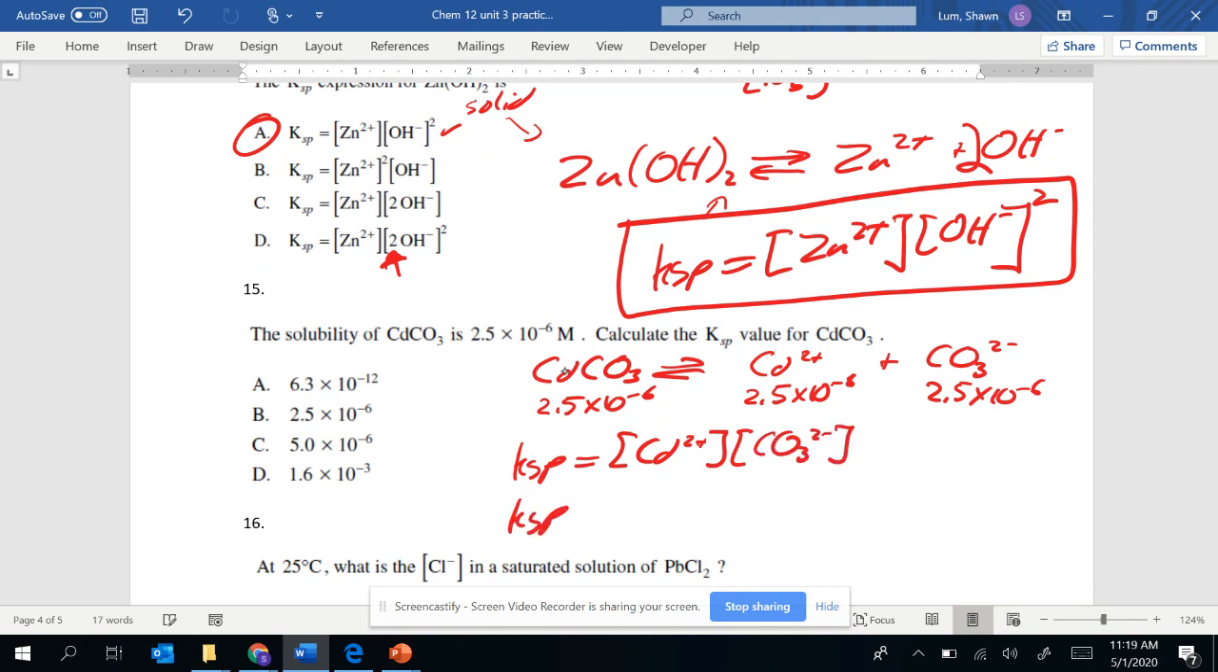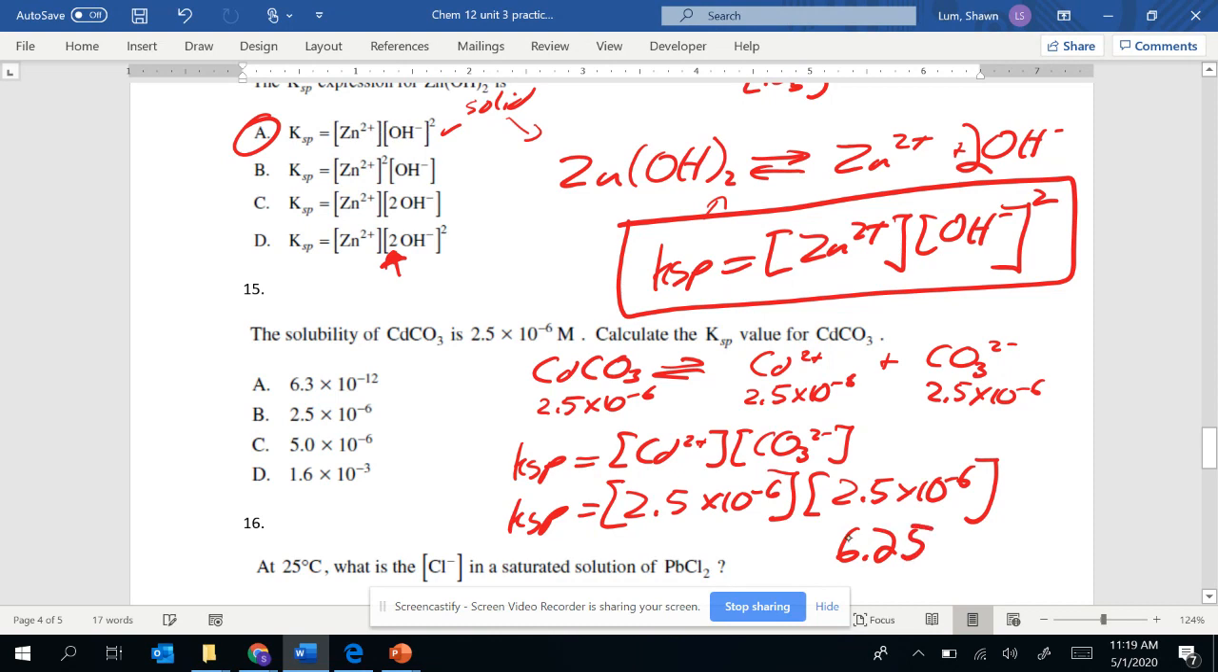And so we can just plug in these numbers and go 2.5 times 10 to the minus 6 times 2.5 times 10 to the minus 6. Get my calculator out. I can already kind of see the answer because there's only one that says minus 12 on it. So 2.5 times 10 to the minus 6 times 2.5 times 10 to the minus 6, and I got 6.25 times 10 to the minus 12. Okay, so that's my answer right there.